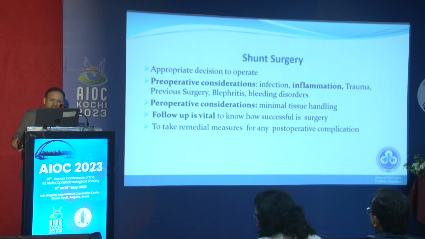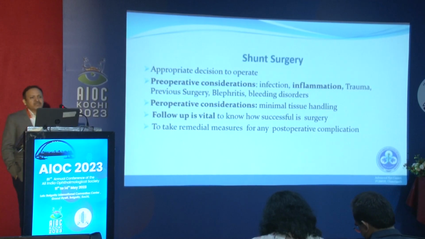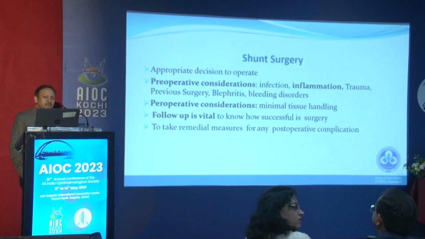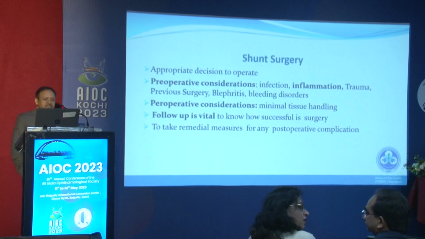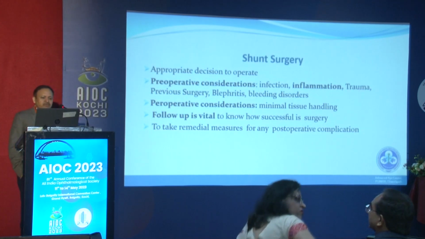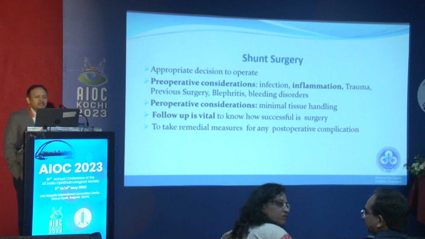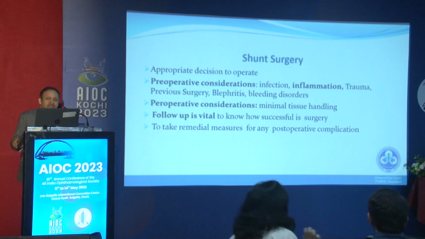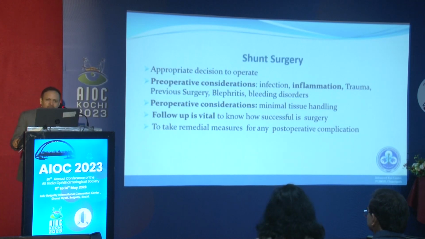When to do shunt surgery, there should be an appropriate decision to operate. Preoperative consideration is very important, especially for inflammatory glaucomas like uveitis, where you have to put the patient on anti-inflammatory therapy one to three days prior to surgery to get a better result. Intraoperative consideration includes minimal handling of the uveal iris tissue and friable conjunctiva and sclera, so minimal use of toothed forceps. Postoperatively, follow-up is vital, especially for inflammatory glaucoma, and aggressive anti-inflammatory therapy is required.